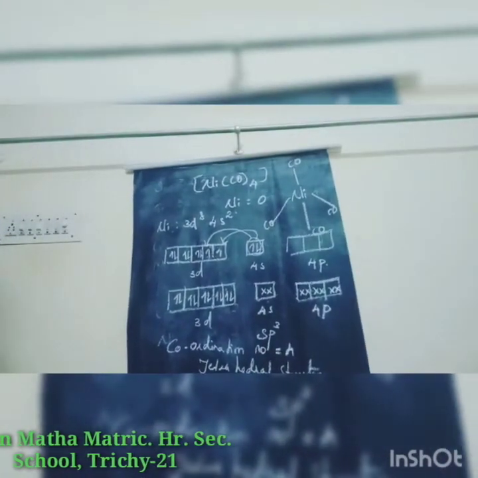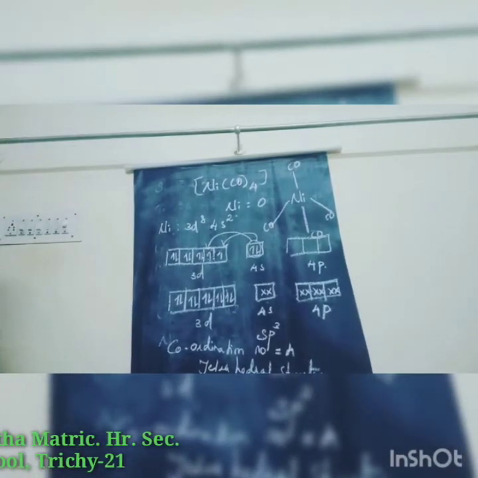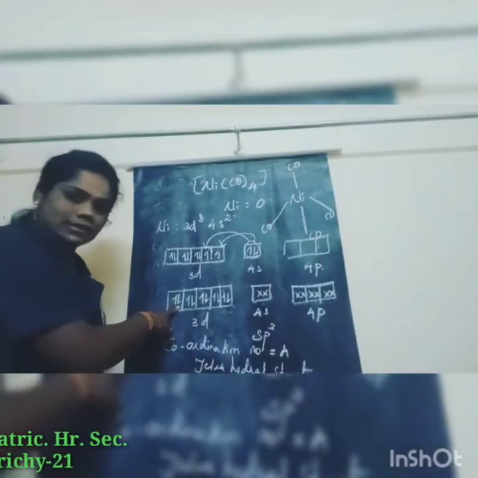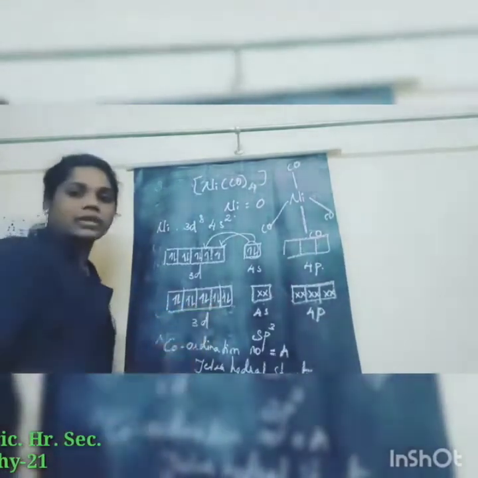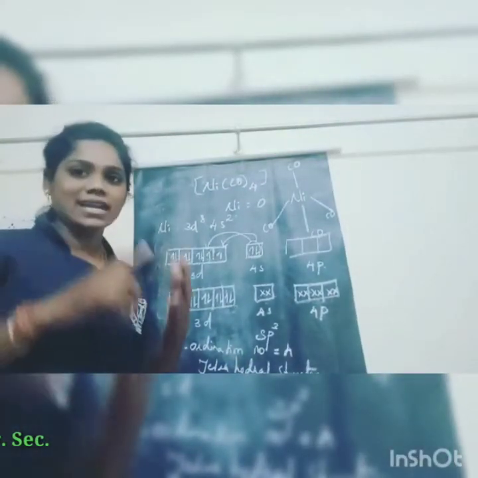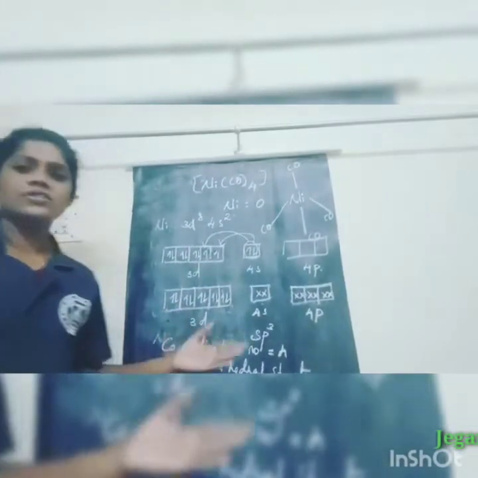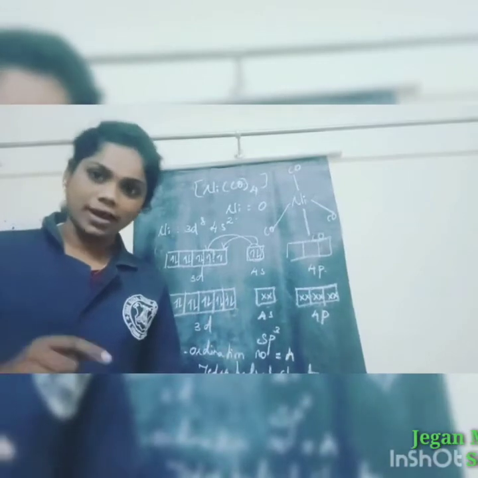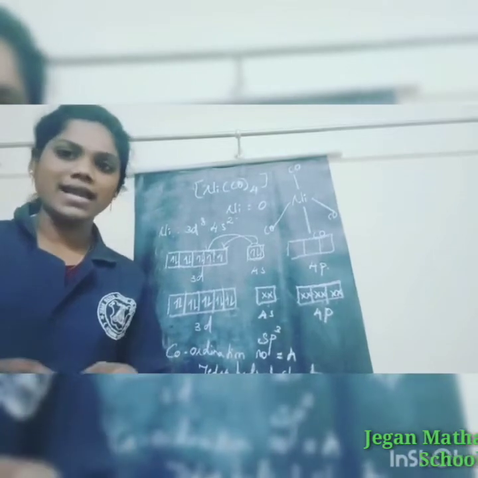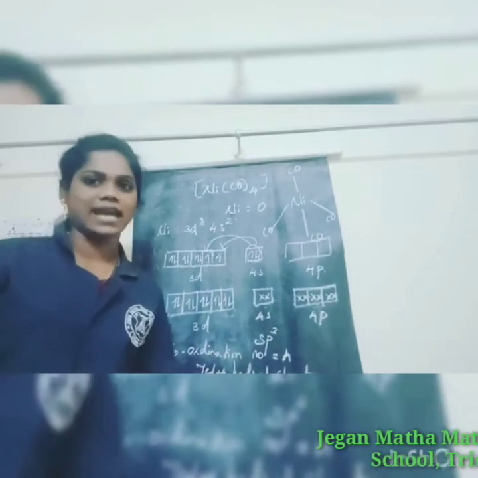Now we see how many unpaired and paired electrons are present. No unpaired electron is present here, everything is paired, 2, 2, 2. If paired electrons are present, the compound is diamagnetic; if unpaired electrons are present, it is paramagnetic. Here everything is paired, so the nature of this complex is diamagnetic.